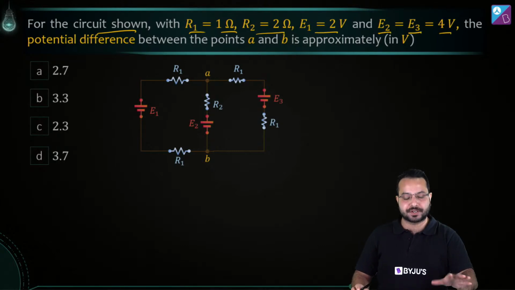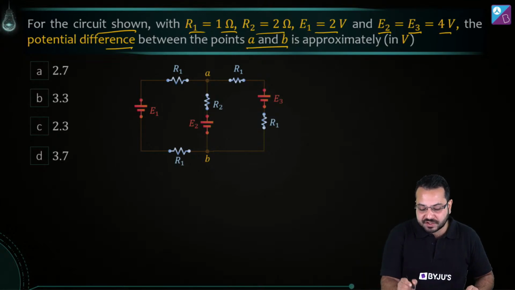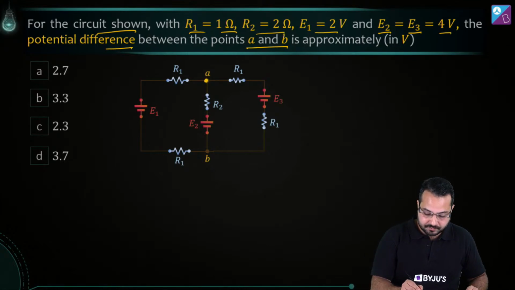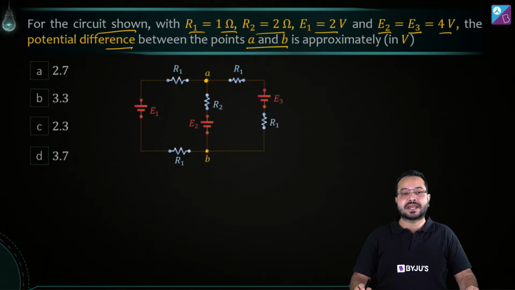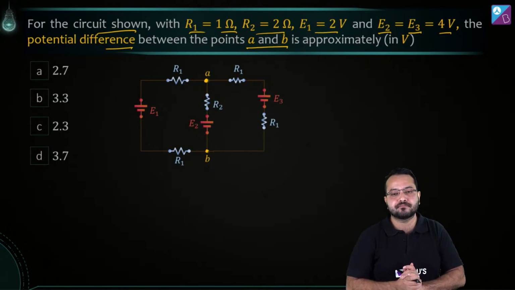Okay, just look at the circuit. Then we have to find out what is the potential difference between points A and B. So these 2 points are A and B. We have to find out the potential difference between points A and B. Okay, is the question clear?